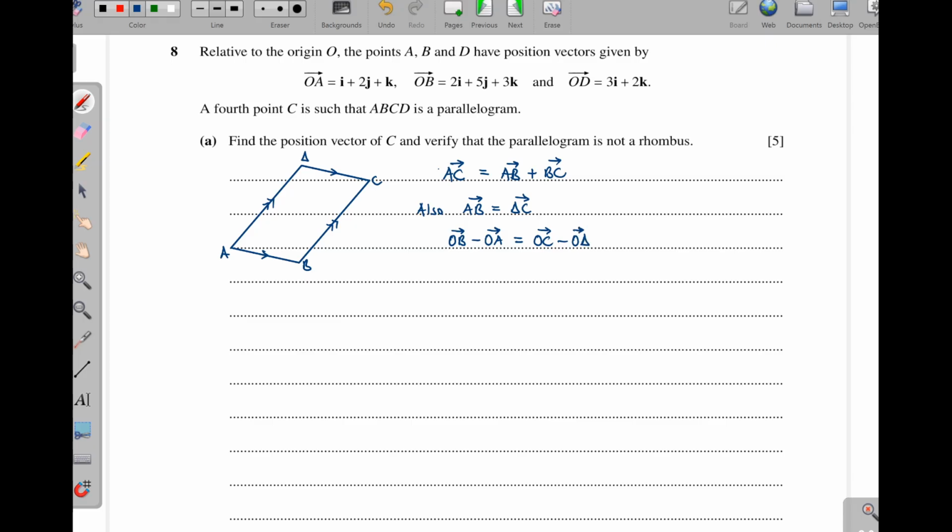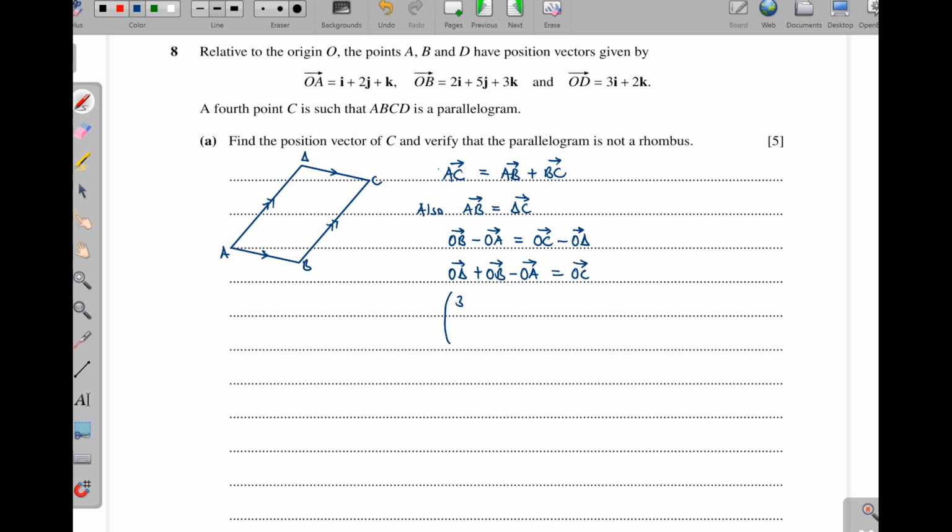What are we looking for? OC. That means bring this on this side. So we have OD, then plus OB minus OA will give us OC. Are we given these ones here? Yes.